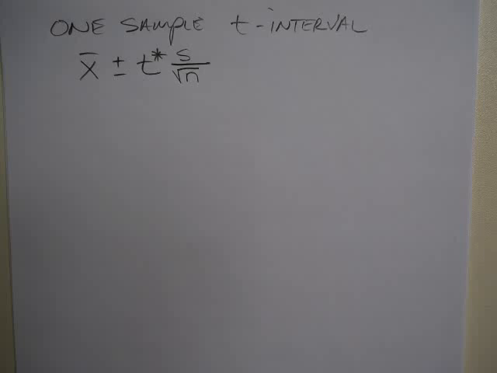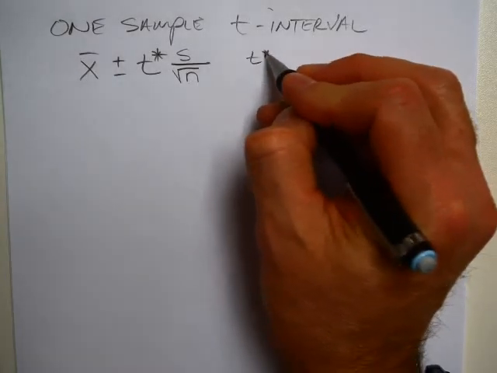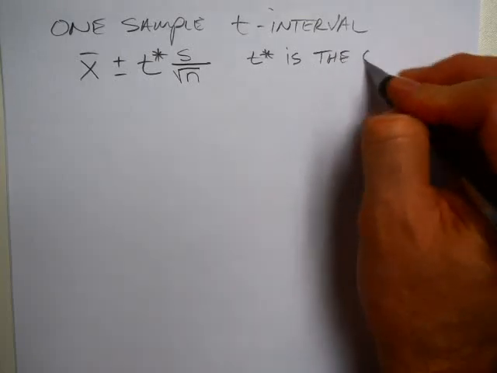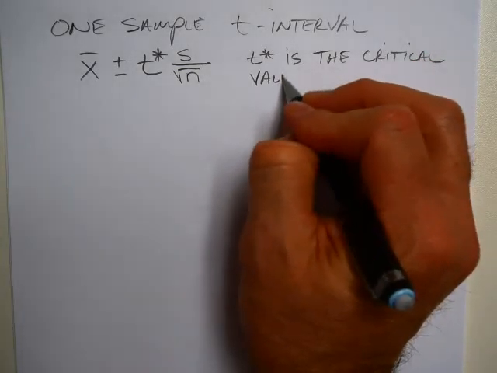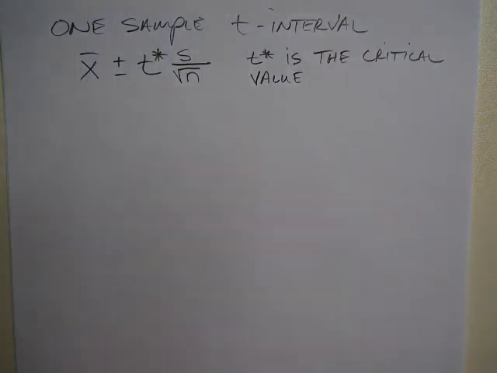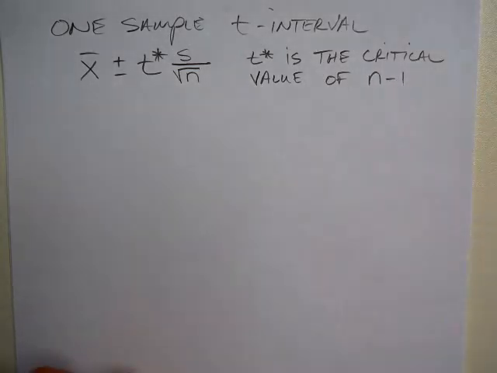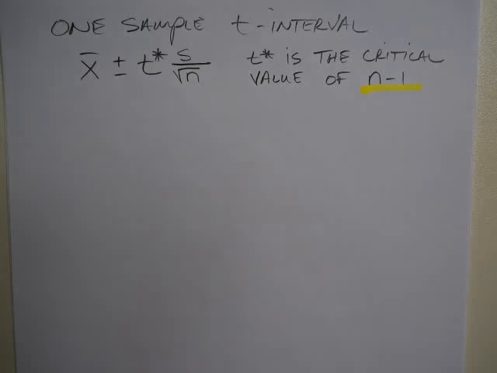Now, in my opinion, this is the thing that you would use a whole lot more often in the real world, simply because we're usually using samples, not population values. We're trying to figure those out. So t star is the critical value. I don't know what makes it critical. Maybe it's on its last legs. I don't know. Okay? It's the critical value of n minus 1. This is the other thing about this that's a little different, but it's super simple. This n minus 1 idea is called degrees of freedom.